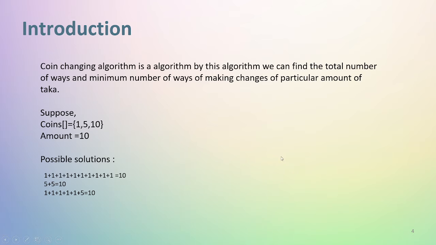Suppose you have three types of coins: 1, 5, and 10. And suppose you bought something whose amount is 10 taka. So you have to pay it. You can pay it by the following three solutions. We can see that we can pay the taka in these three possible ways.